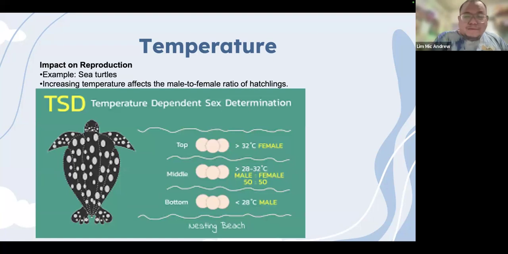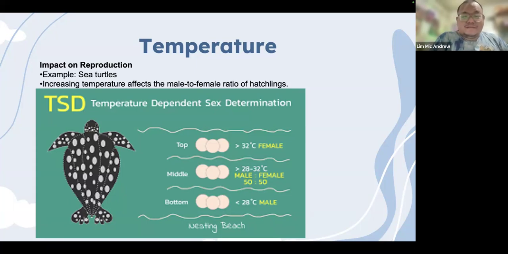Some fun facts. Temperature also causes the turtles to have different genders. If the temperature at the beach is below 28 degrees Celsius, the egg will hatch into a boy. If the temperature is above 32 degrees Celsius, the egg will hatch into a girl. So imagine if at a particular place the temperature is more than 32 degrees Celsius, and all the eggs hatch into girls. When these girls grow up, they won't be able to reproduce because there are no more boys to turn into male turtles. So temperature also has an impact on the male to female ratio of those baby turtles.